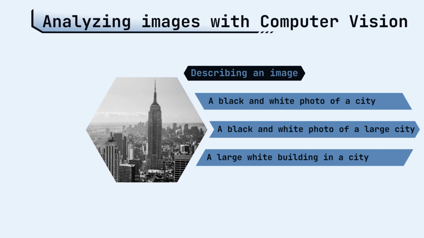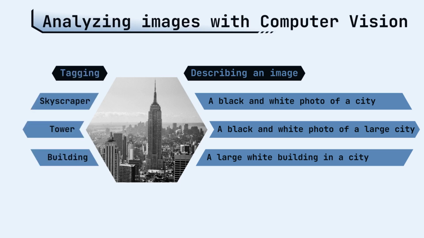To help you understand this concept, consider the following image of the Empire State Building in New York. The returned phrases are listed below the image in the order of confidence. A black and white photo of a city. A black and white photo of a large city. A large white building in a city.